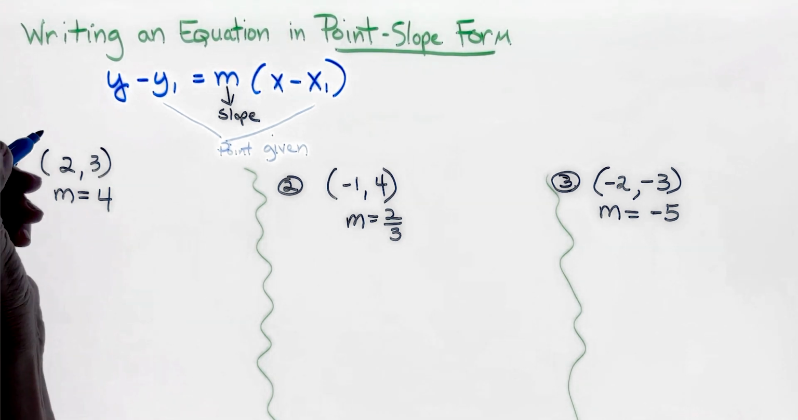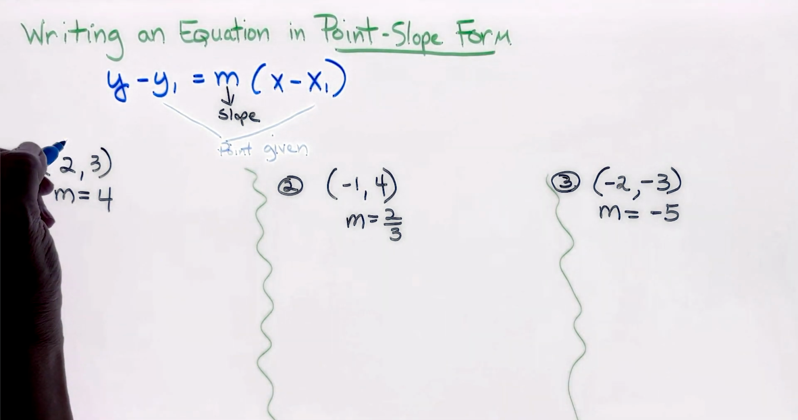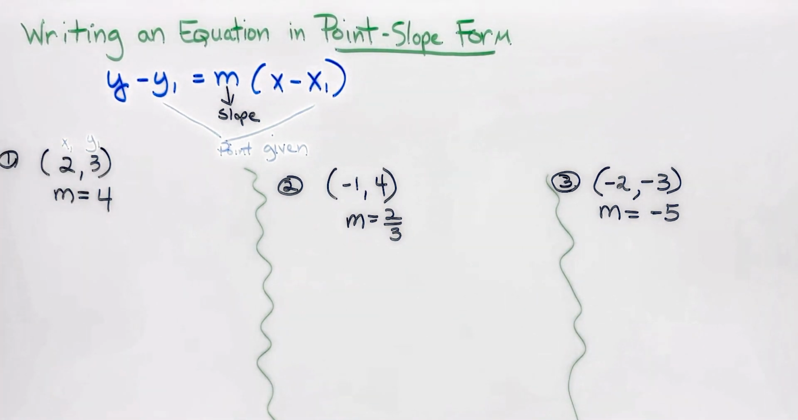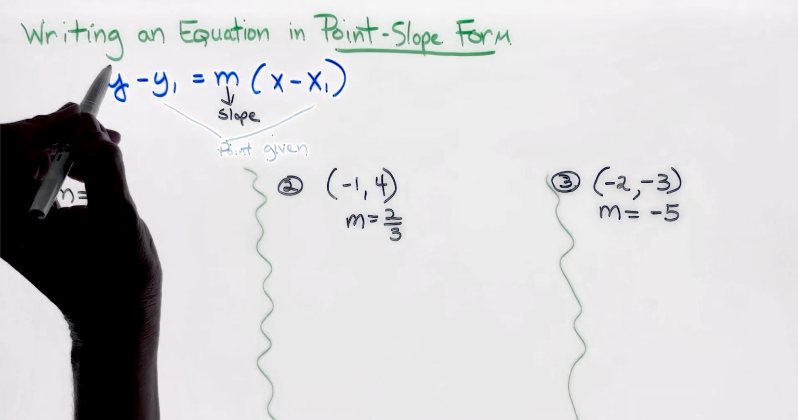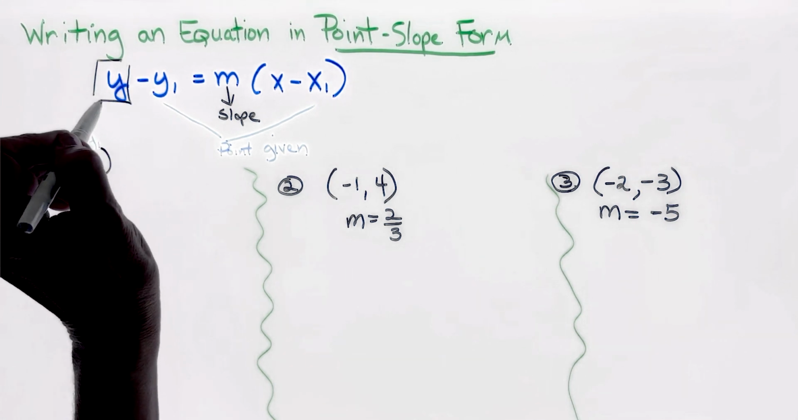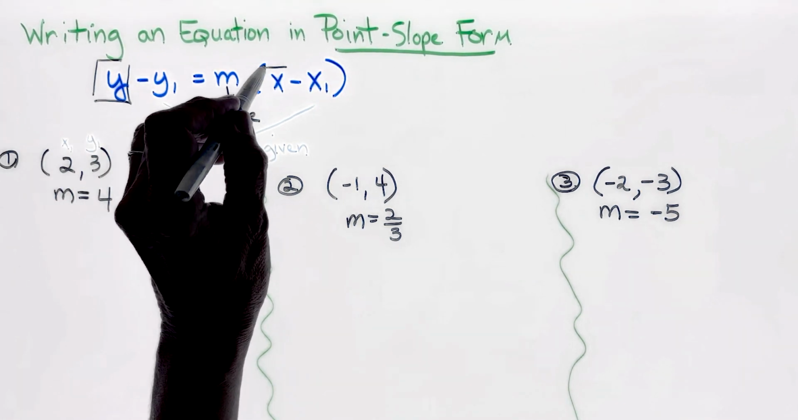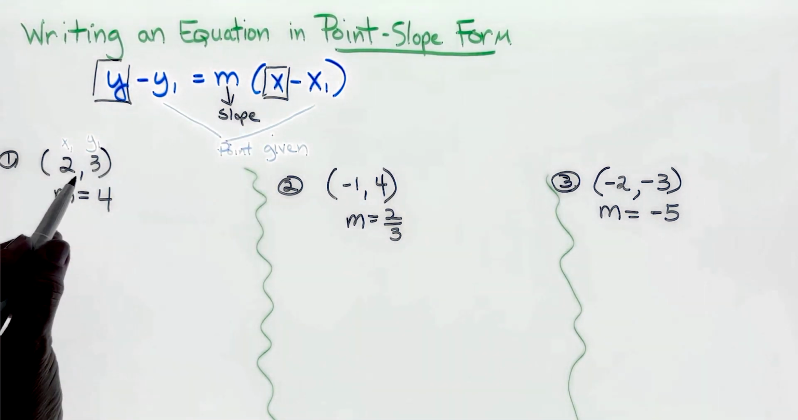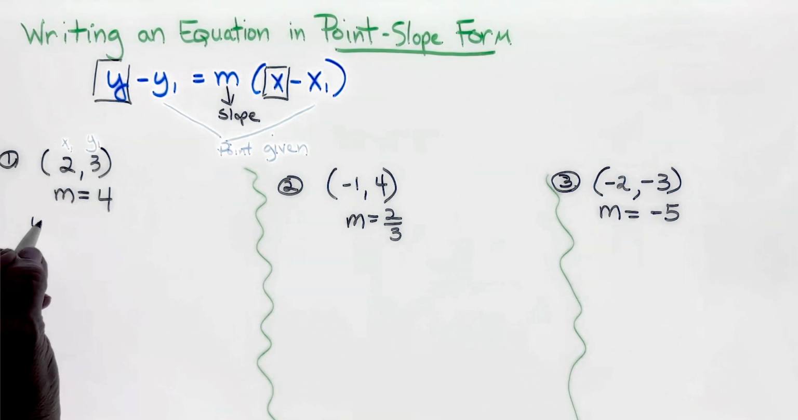So for the first problem, this is my x point and this is my y point. So I'm going to follow the format. Remember, when you're done, you should have this y in your equation and you should have this x there to be in the correct format. So now I'm going to go ahead and, like I said, the first y has to be there.